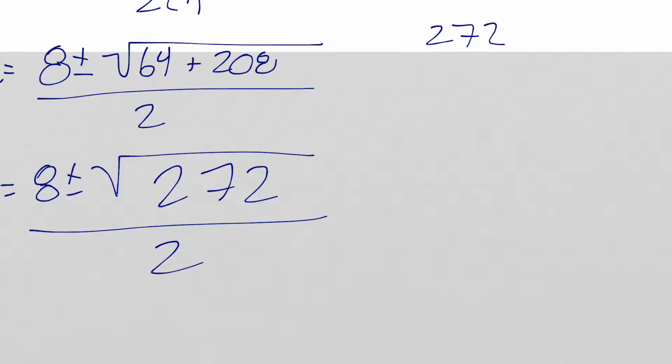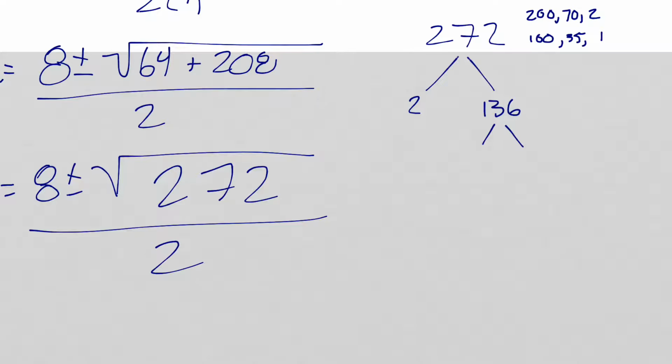So let's start with 272. Let's split it in half. What is half of 272? Well, let's do it a bit at a time. I've got a 200, I've got a 70, and I've got a 2. Half of 200 is 100, half of 70 is 35, and half of 2 is 1. So I'm going to get 136 when I split that in half, which I can split in half again because it's still an even number.